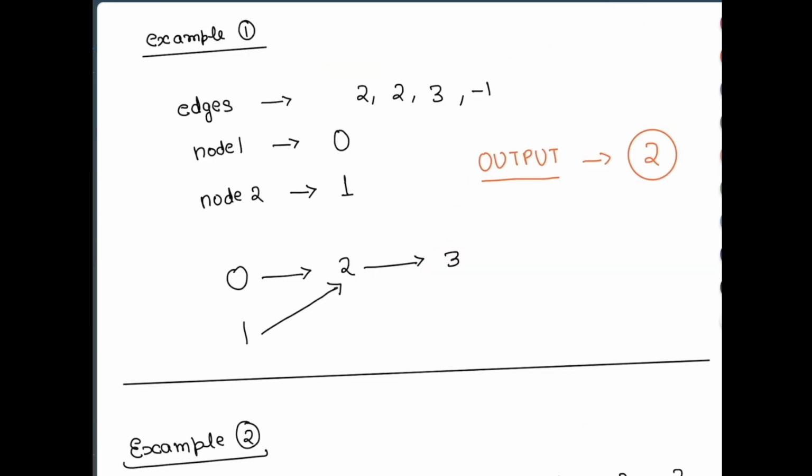Now let us try to understand this using an example. Let us say the given edges array is 2, 2, 3, minus 1. So basically we have 4 nodes in this particular example: node 0, node 1, node 2, node 3.